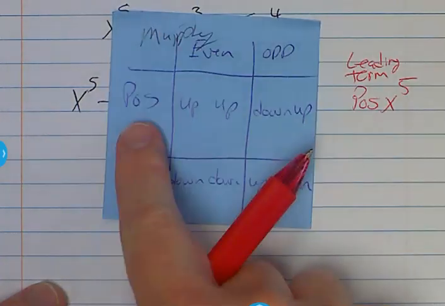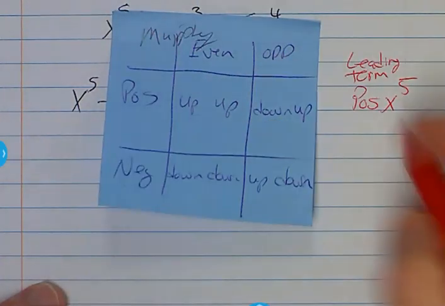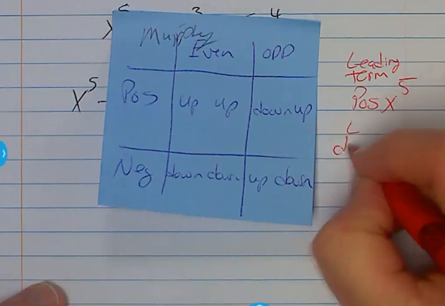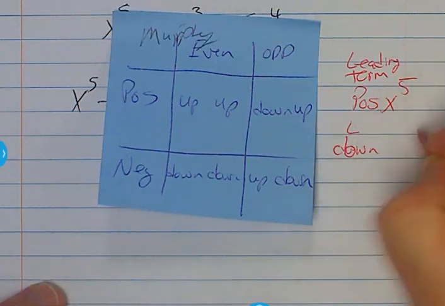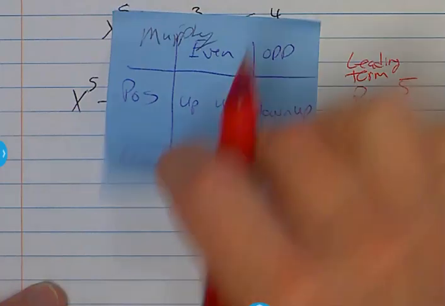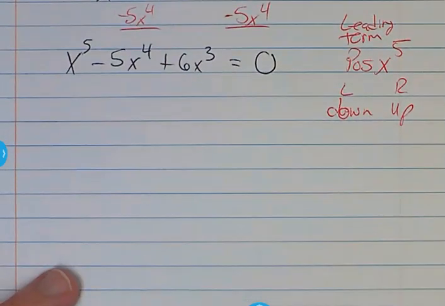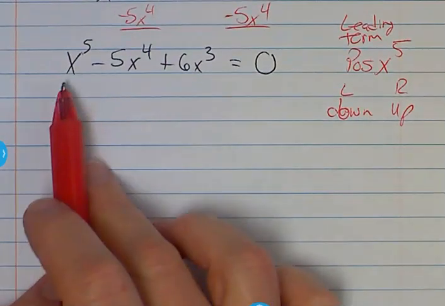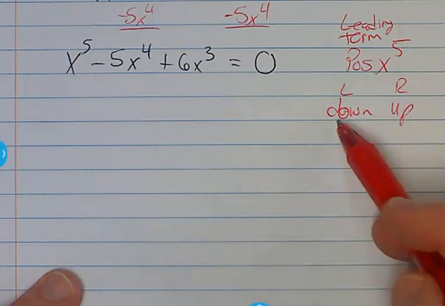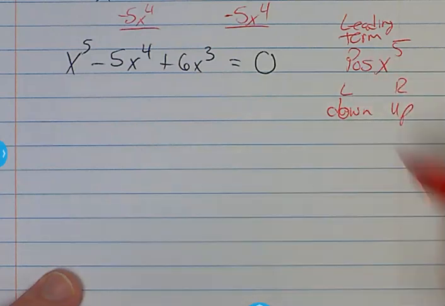So if we've got positive x to an odd, we know that the left side is going to be down and the right side is going to be up. So that's one question you can answer. That's the good thing about it being written this way, is that you can get your leading term, your ups and downs just by looking at it. So you've got positive x to the fifth, left side's got to be down, right side's got to be up. So we know our end behavior right here.